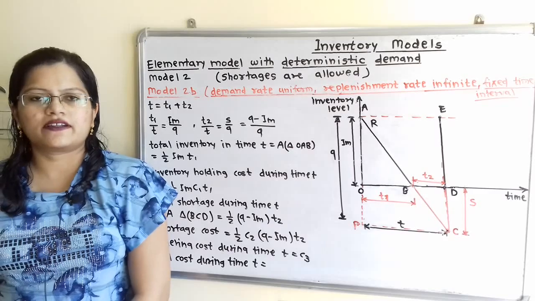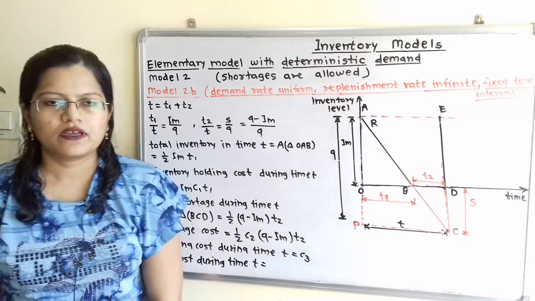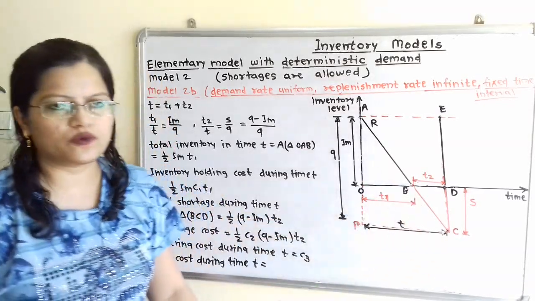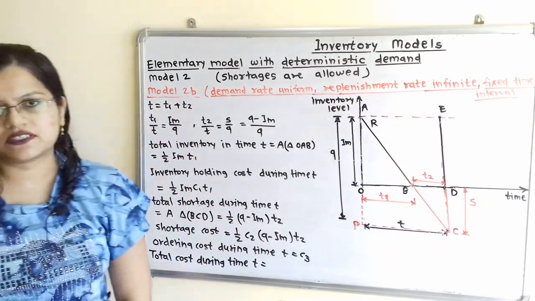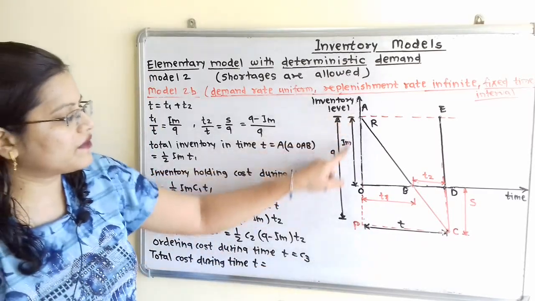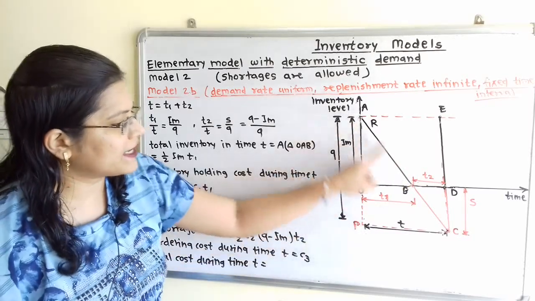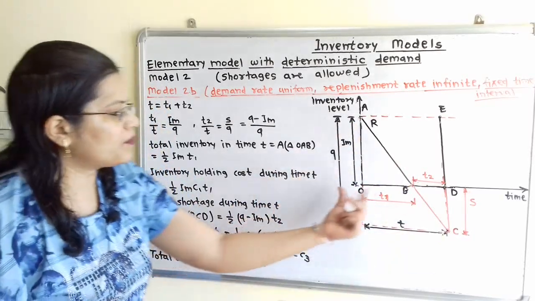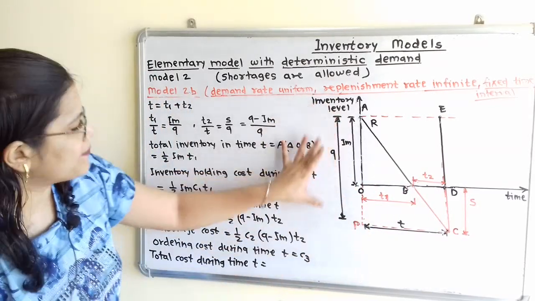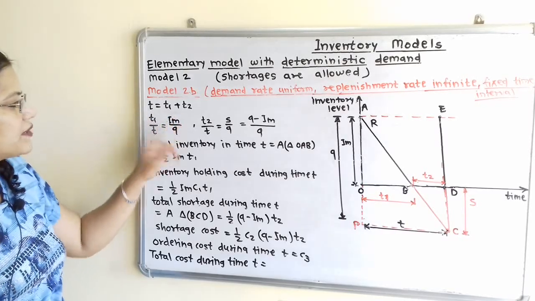Now we will understand the formula related to inventory model 2B with the help of the diagram. Now this total time interval T is equal to T1 plus T2, and this time interval T is fixed. Now how to write this T1 in the form of T? For that we will refer to these two triangles, triangle OAB and triangle PAC. Now we will take the ratio of base, that is T1 by T, with ratio of height, that is equal to Im by Q. So we can write here T1 is equal to Im into T by Q.